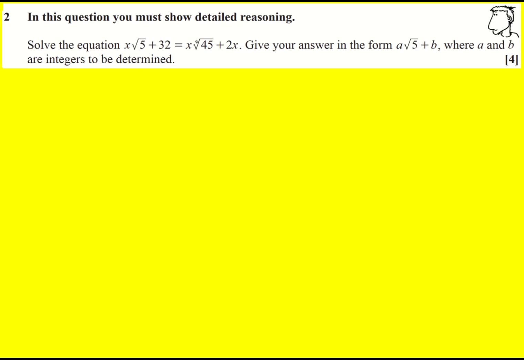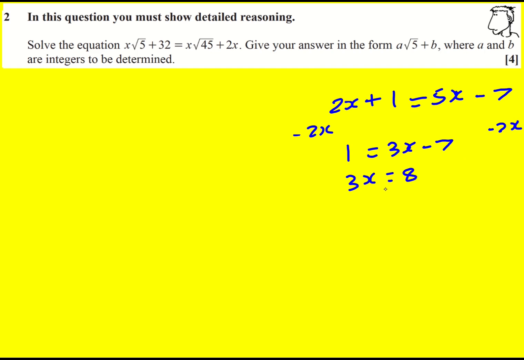To solve this equation, x on both sides is a linear equation, but with surds involved. Now let's not forget how we solve it if it's non-surds, just to start with. What we'd do here is deal with the x's first, get them on one side, minus 2x. And then it'd be 1 equals 3x minus 7. And then we could add 7 to both sides. So 3x equals 8. Divide through by 3, x is 8 over 3.